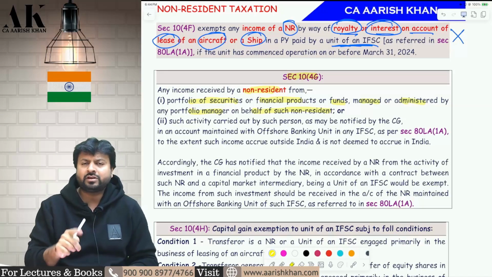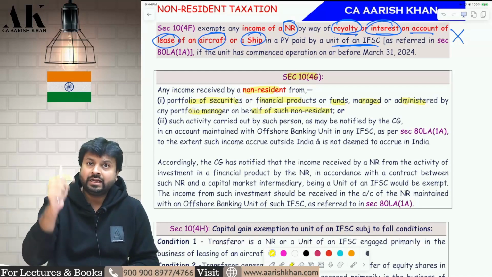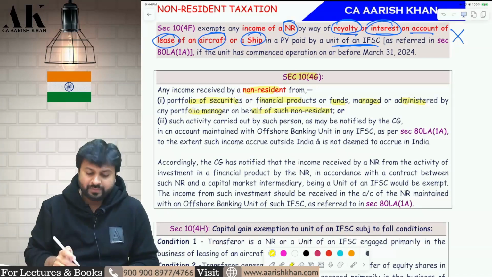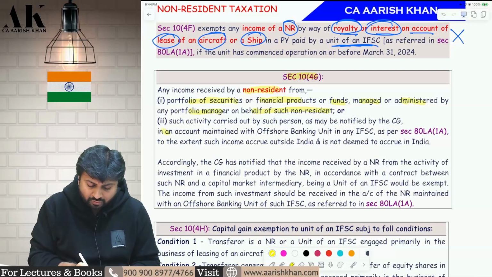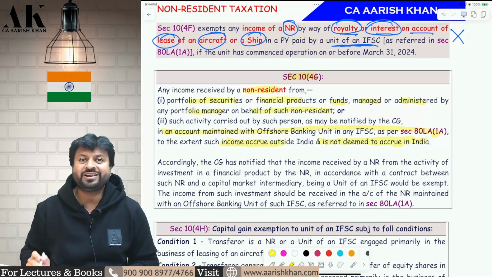In what? In Bombay Stock Exchange? No. In NASDAQ, in New York Stock Exchange, in London Stock Exchange, in Dow Jones, not in India. Then the income of that non-resident will not be liable to tax in India. That is what is mentioned over here. You can check over here. To the extent such income accrues or is deemed to accrue outside India, the income should not accrue in India.